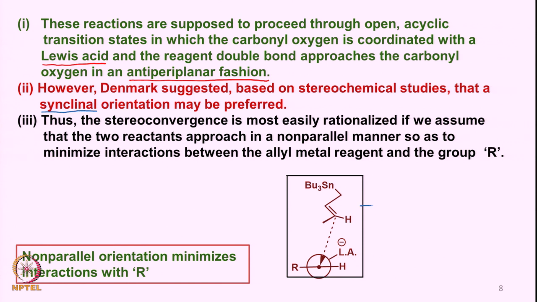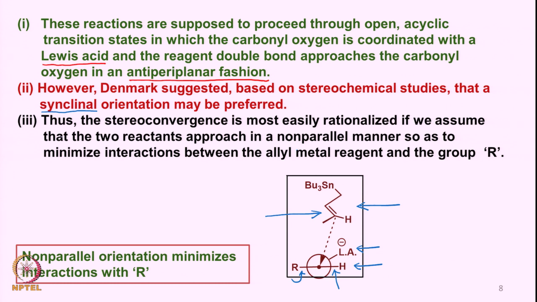So, for example, as it is shown here, when the aldehyde is oriented in this way that we have shown as a Newman projection, the carbon-oxygen bond is going backside, because R and H are here; this is the carbon-R bond, this is the carbon-H bond of the aldehyde, and the carbon-oxygen double bond is going backside, to which the Lewis acid has interacted. And therefore, instead of the anti-periplanar fashion, this is how, in the synclinal fashion, the allyl tin reagent approaches, and therefore it is in a non-parallel fashion that the reagent approaches.